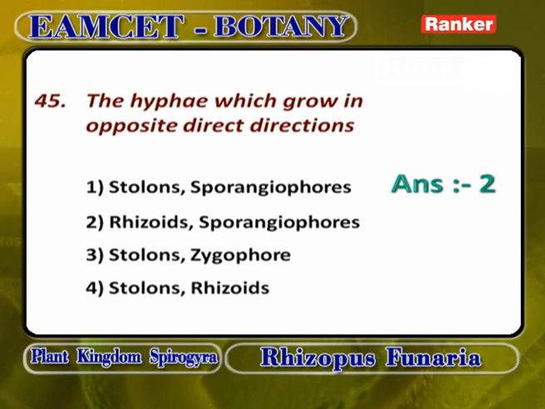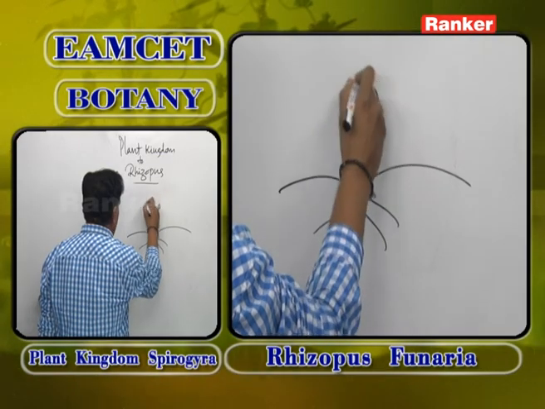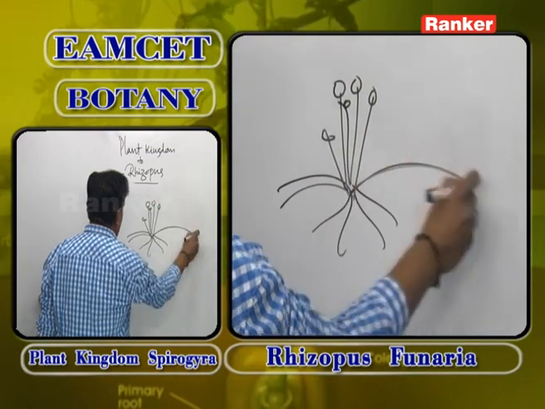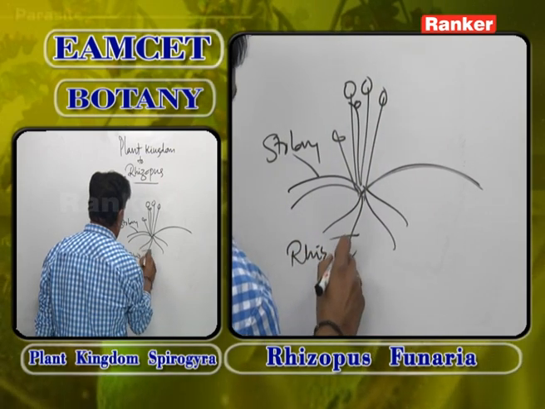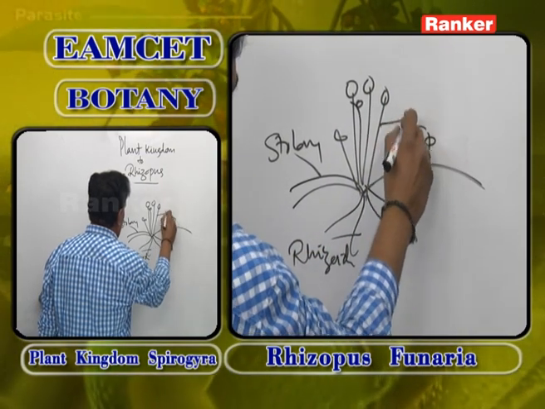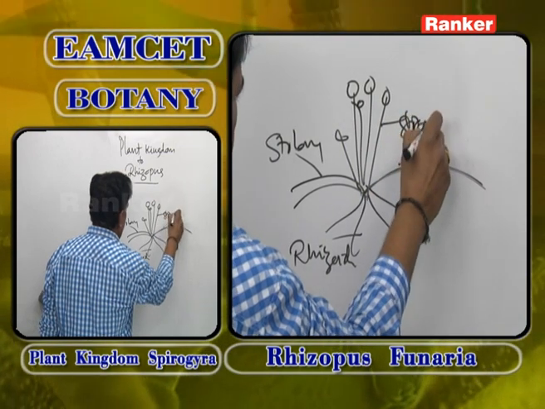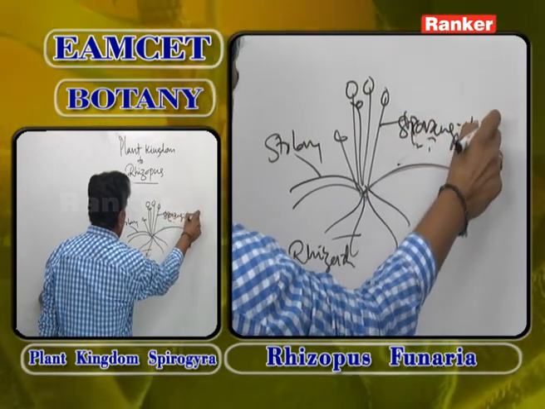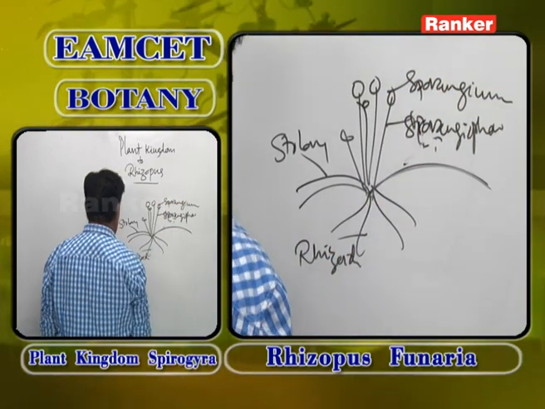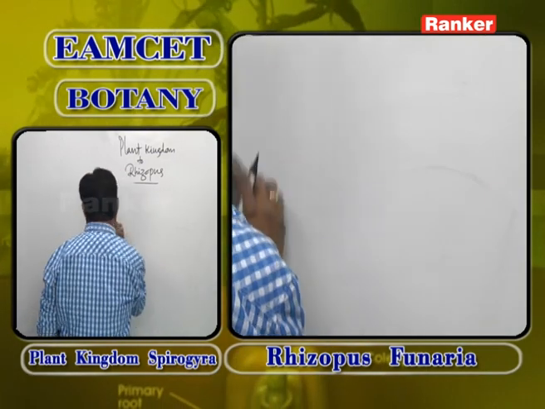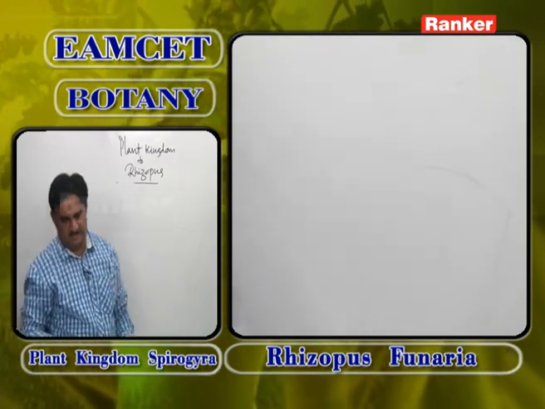The hyphae which grow in opposite directions. In Rhizopus, these are stolons, these are rhizoids, and these are sporangiophores. This is a sporangiophore and this is the sporangia. So, the rhizoids, stolons and sporangiophores are all formed during the vegetative stage.